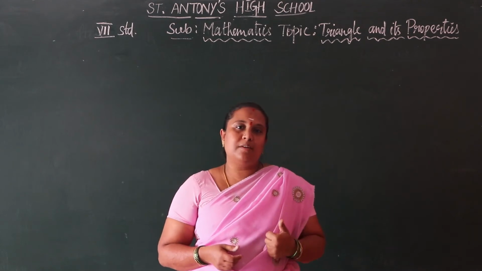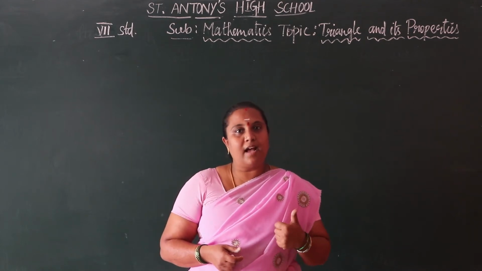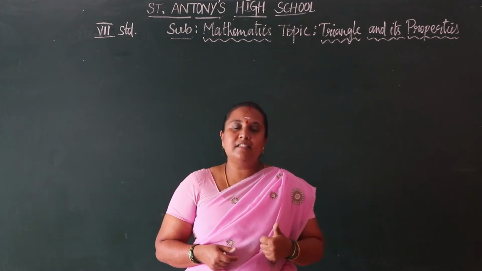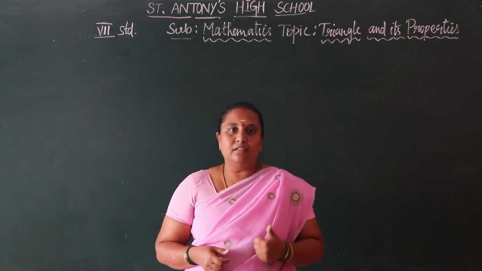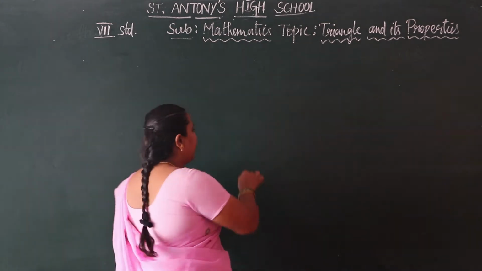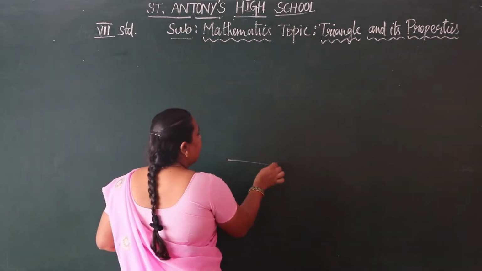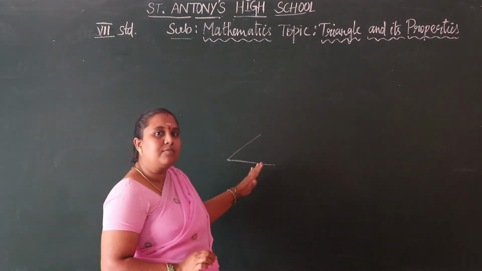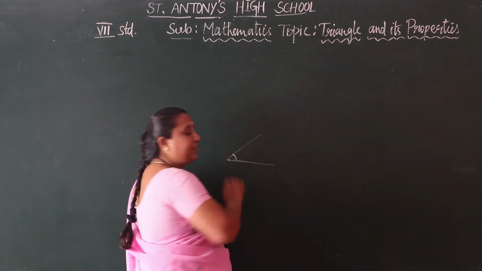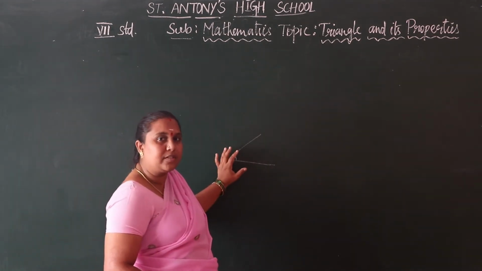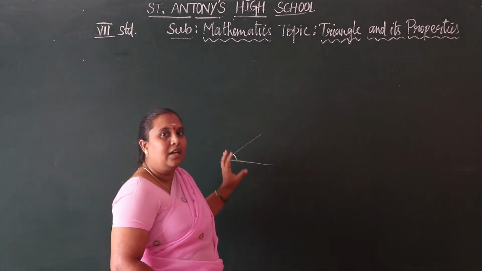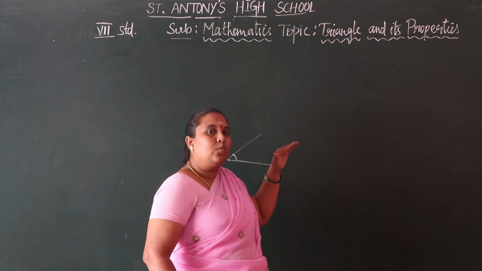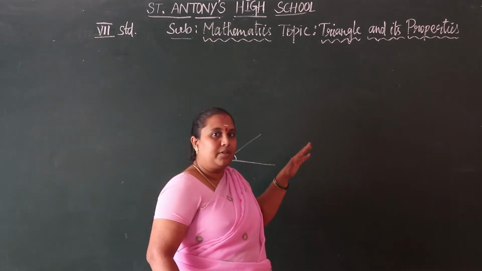In our last chapter we saw lines and angles. In that we saw the lines and how those lines make an angle. We are taking two lines, that is, two rays. These two rays form an angle. This concept we saw in our last class. In this class we have a new chapter: what is a triangle and its properties?